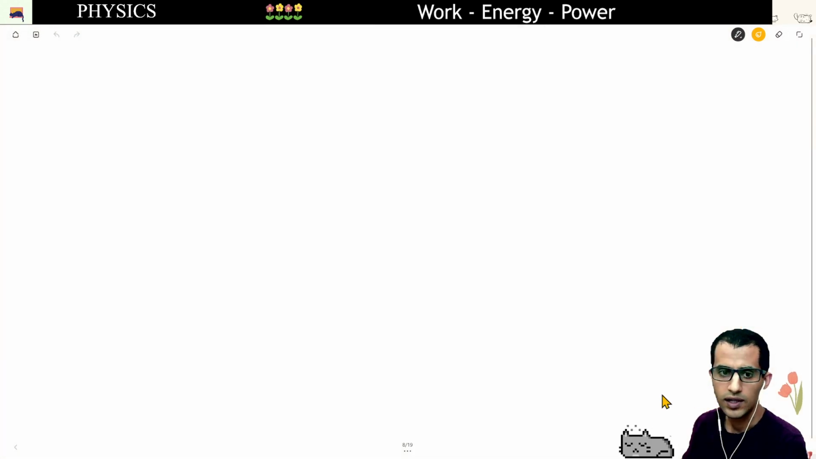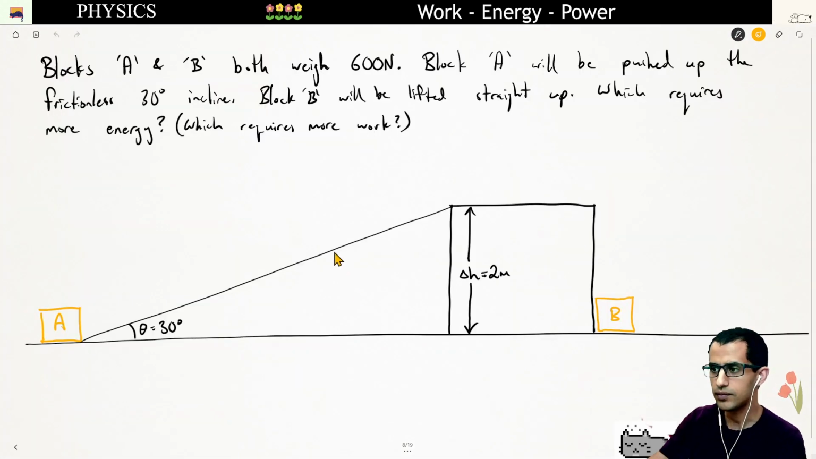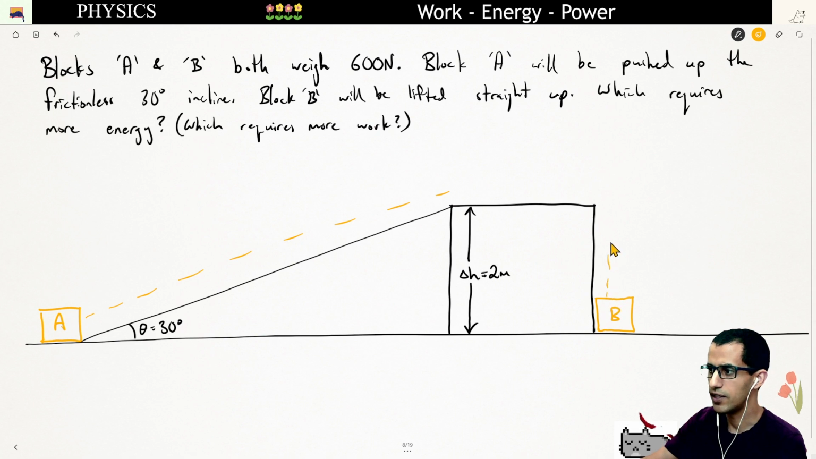Okay, so let's look at this example. Blocks A and B both weigh 600 newtons. Block A will be pushed up the frictionless 30-degree incline, so block A is going to follow this path. And block B will be lifted straight up, so block B is going to follow this path.